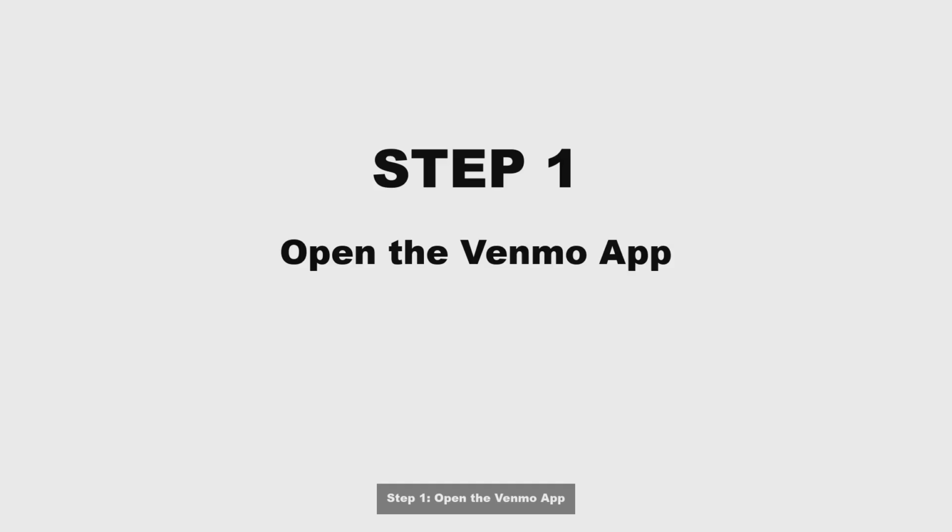Adding a credit card to your Venmo account is a straightforward process that allows you to make payments easily. Follow these steps to set it up. Step 1. Open the Venmo app. Launch the Venmo app on your mobile device. Ensure you are logged into your account. If you don't have the app, download it from the App Store or Google Play Store.